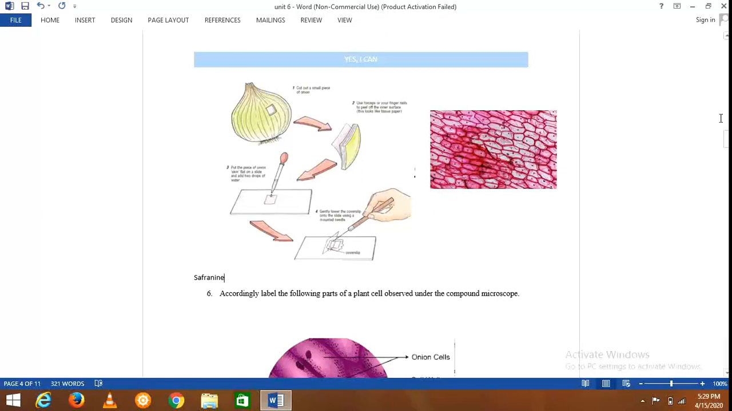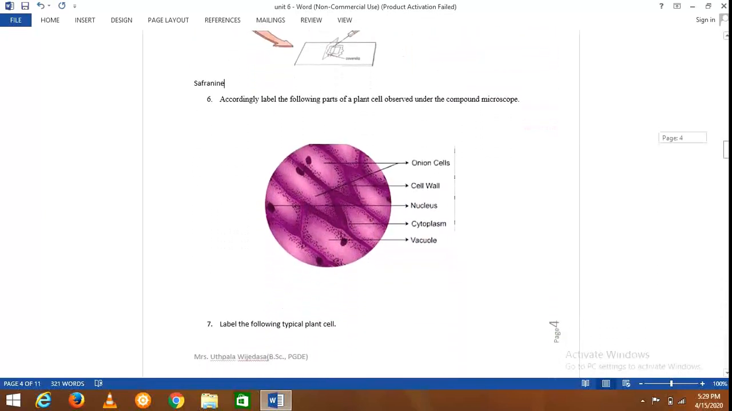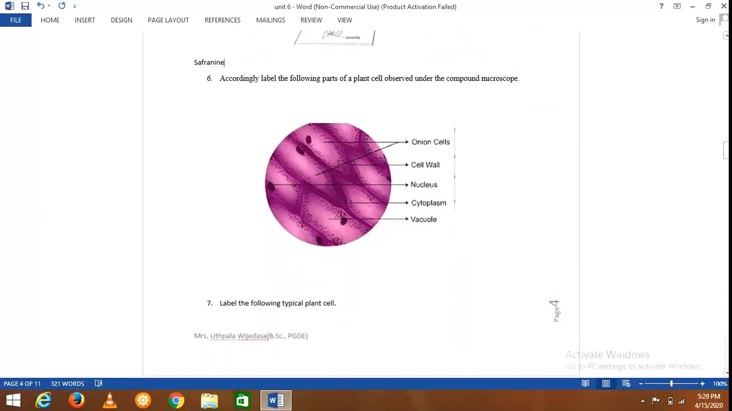Sometimes in the exam you will be asked to write these in 3 steps. So according to the number of steps asked, you have to summarize this.